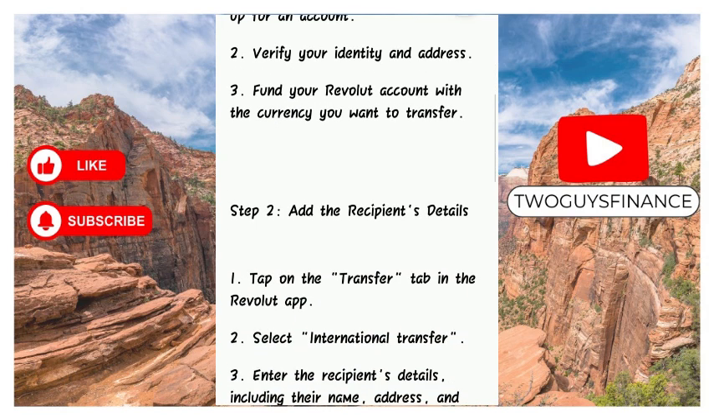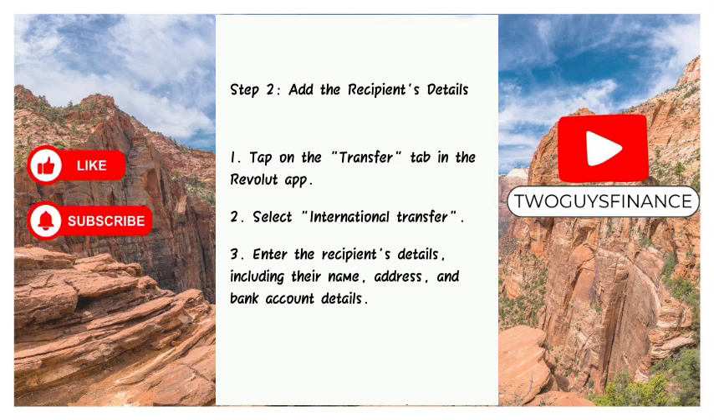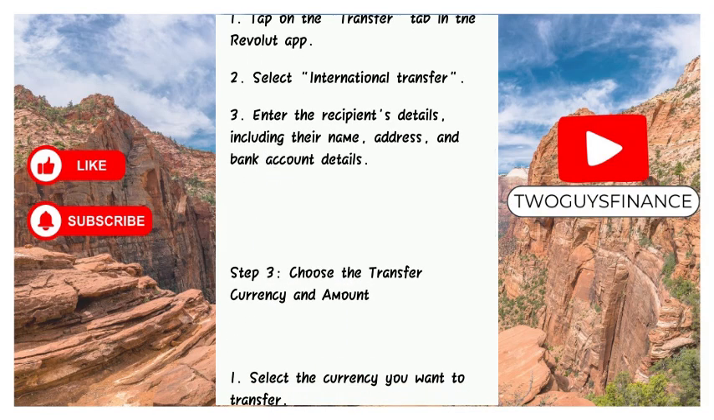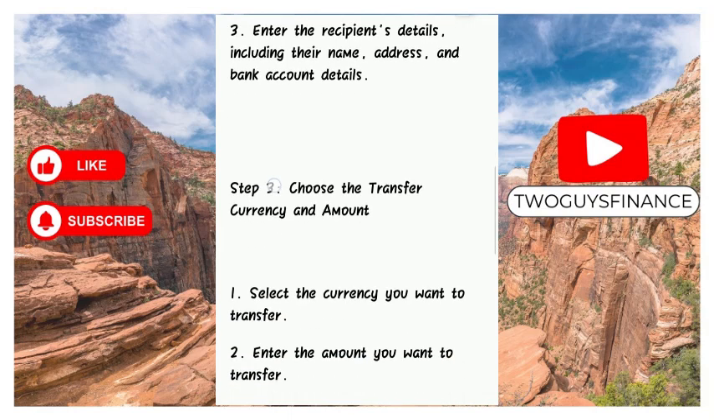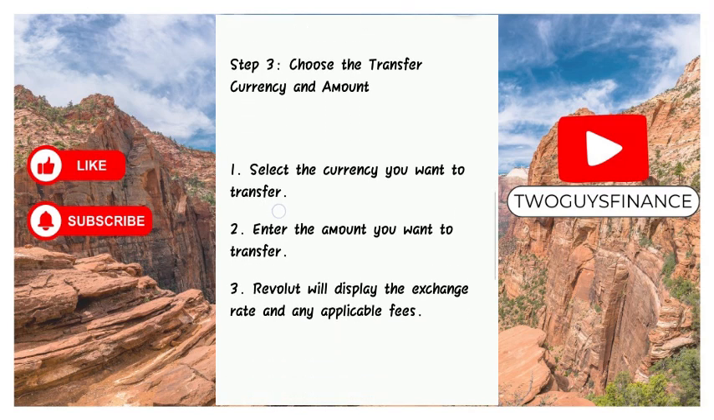So once you have the money in your Revolut account, you move on to the second step, and that is to add the recipient's details. So you can just tap on the transfer tab in the Revolut app and then select international transfer. And what you're going to do is just enter the recipient's details, including their name, their address, and bank account details. And then you gotta choose the transfer currency and amount. So just select the currency that you want to transfer, enter the amount that you want to transfer, and then Revolut is gonna display the exchange rates and any applicable fees.